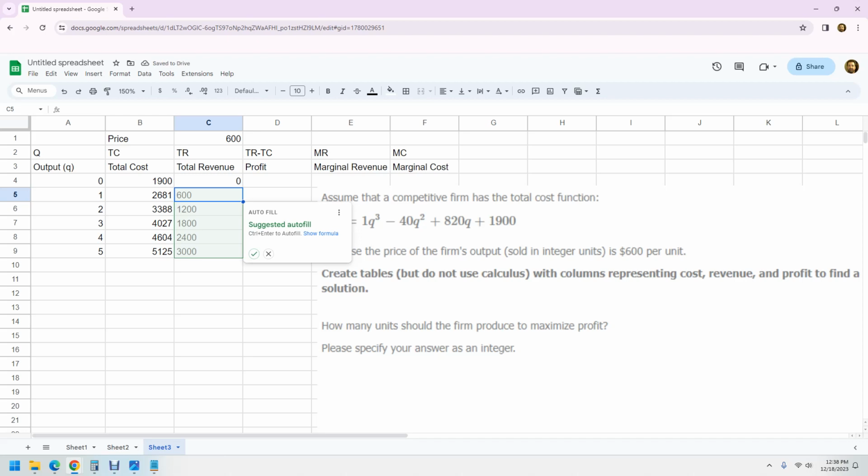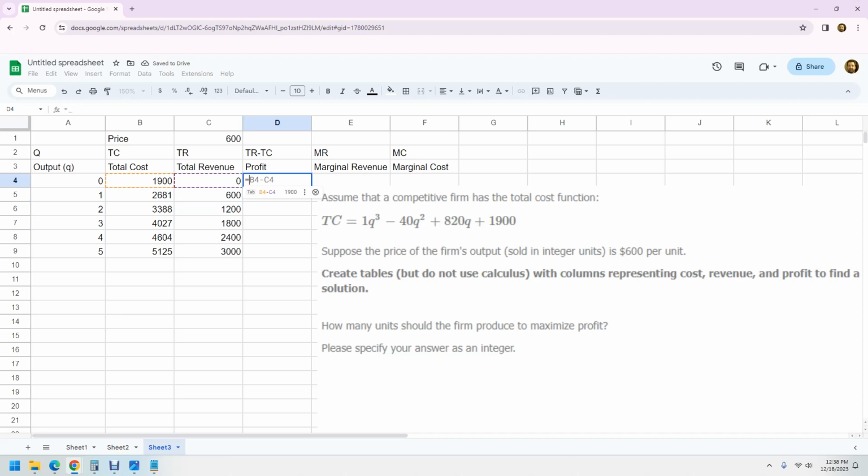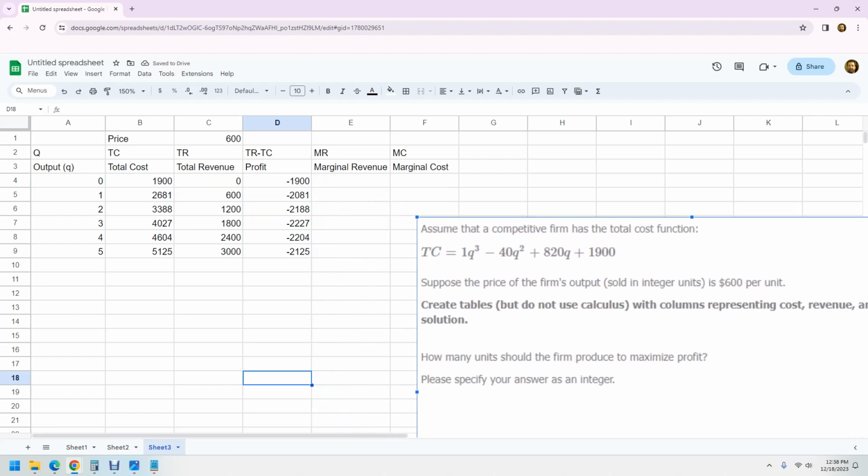0 times 600 is 0. And then you can see it's rising by that. We'll go ahead and let it autofill there. Okay. Now for profit, it's pretty smart. It knows what I'm doing already. So I'm going to take this total revenue minus total cost. And we're losing money so far there.